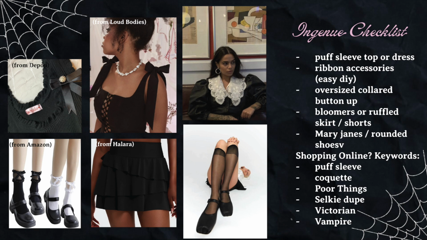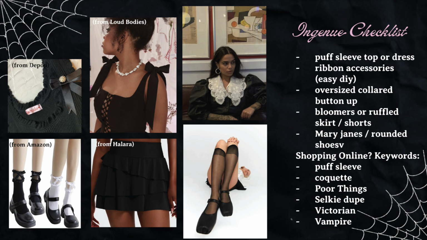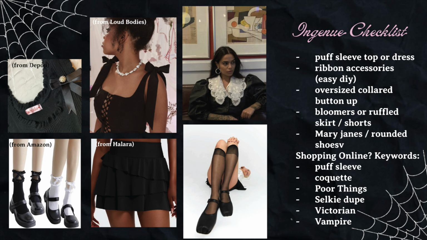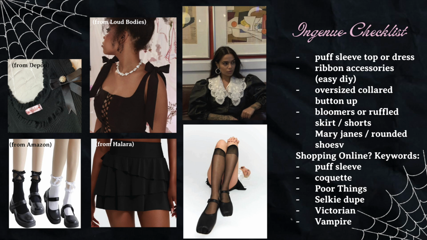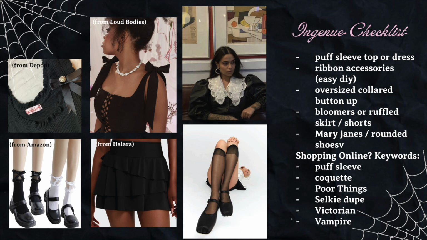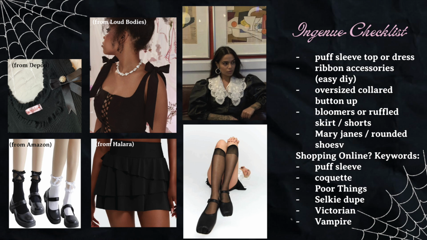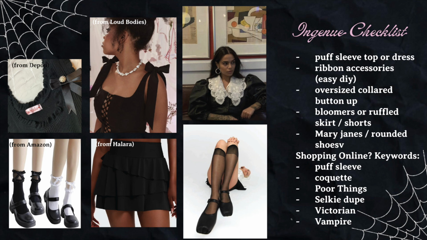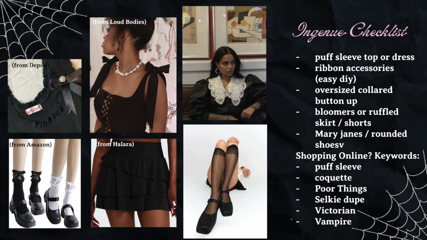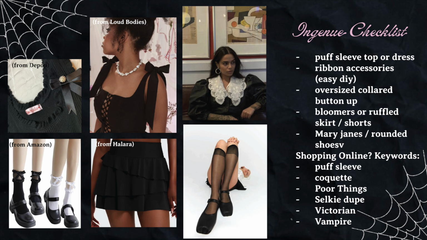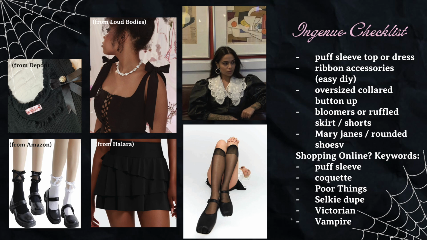So first off, I feel like a puff sleeve or a dress, like a basic that you can throw on, is a must. Ribbon accessories for your hair, for earrings, etc. It's also a great easy DIY, so it'll be great to have just black ribbon on hand to do certain pieces yourself and just add it on to things. An oversized collared button-up, or even an oversized collar accessory that you can add to a top. Bloomers or a ruffled skirt or shorts are great.